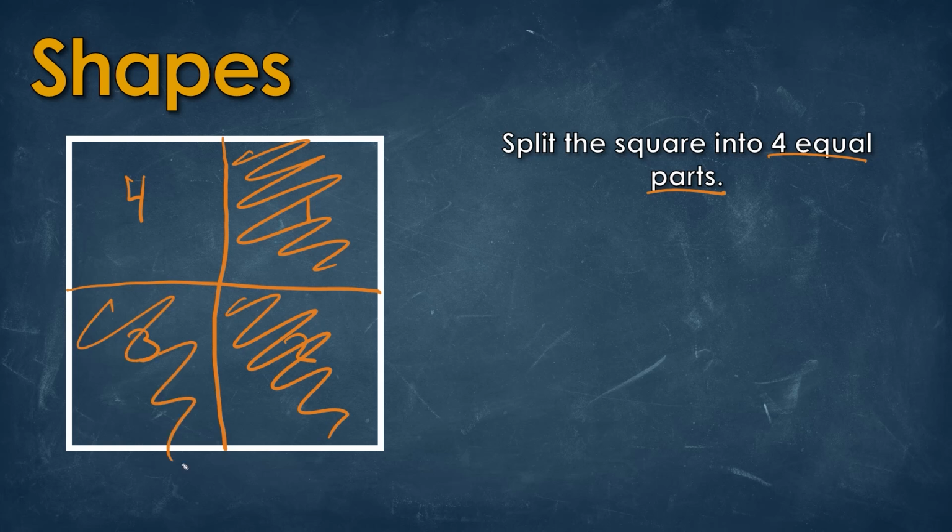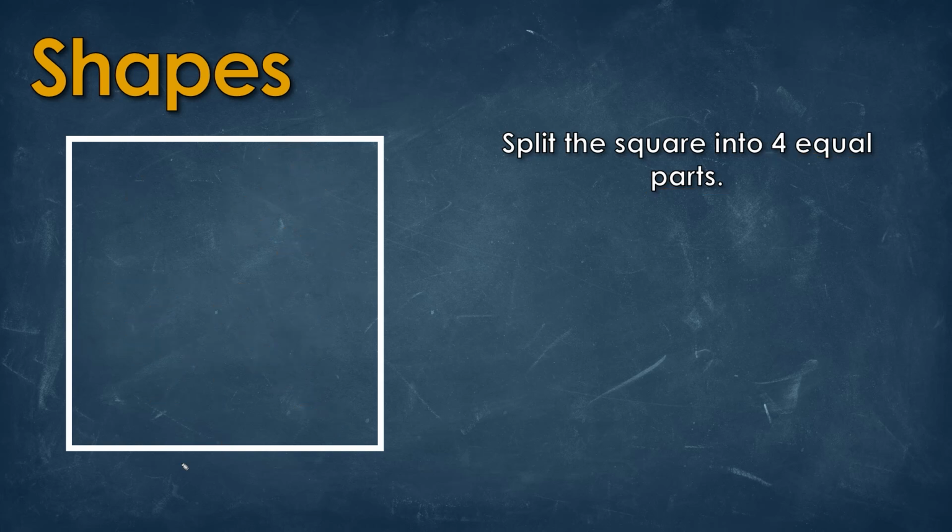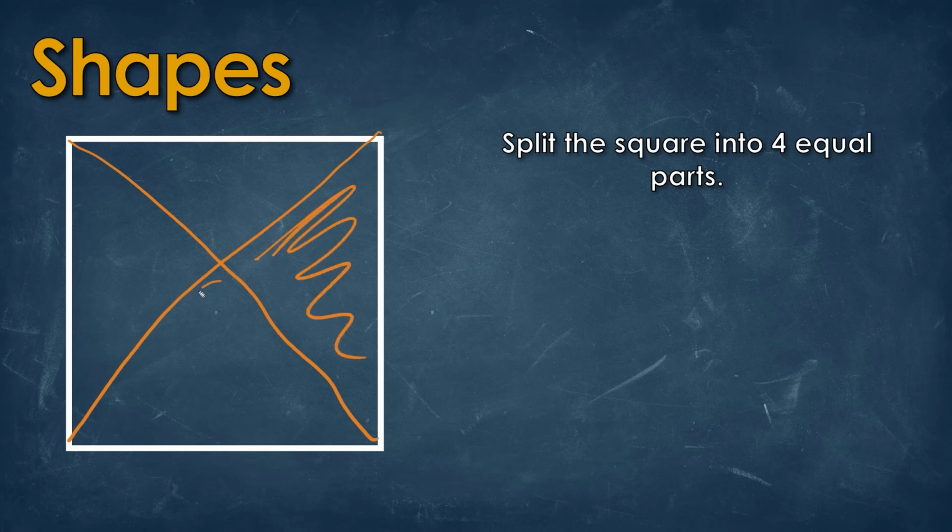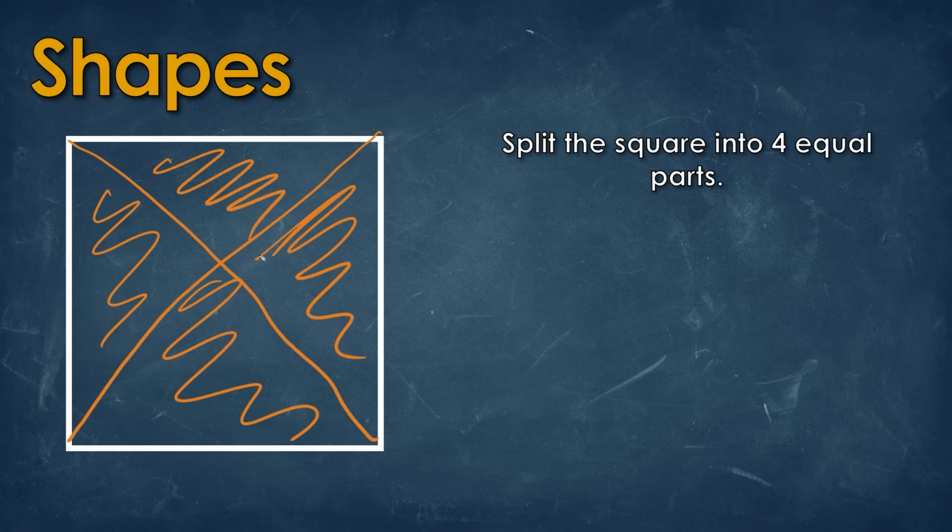Now, usually you can split up an object into different parts in different ways. Even in the case of the square, we can go from the sides like this, where now we have triangles inside of here. But look, each one of these triangles is still an equal size compared to the others. So we are still splitting up a square into 4 equal parts.